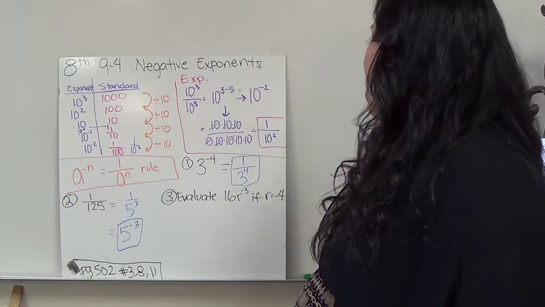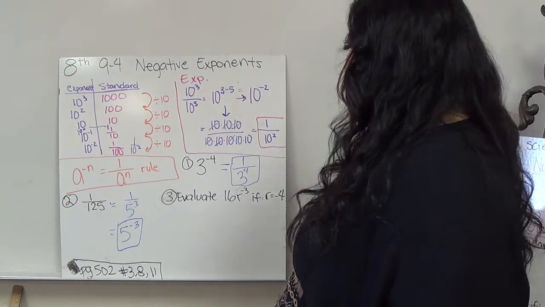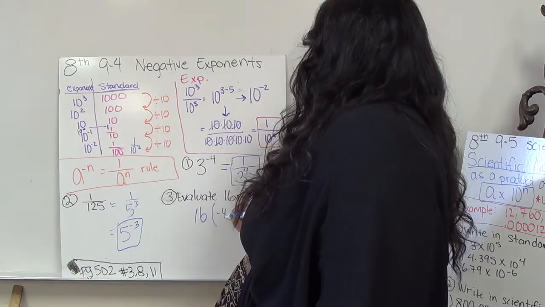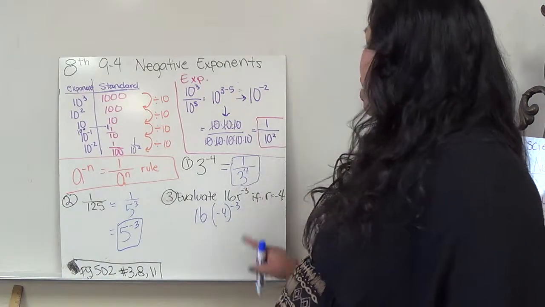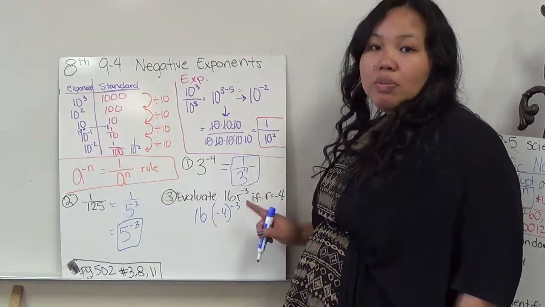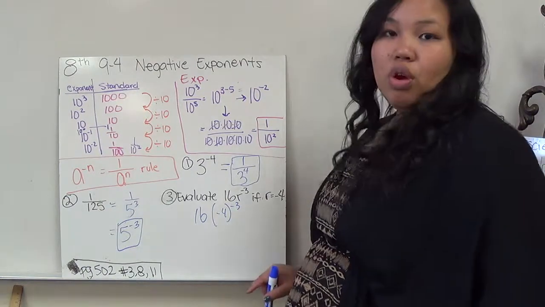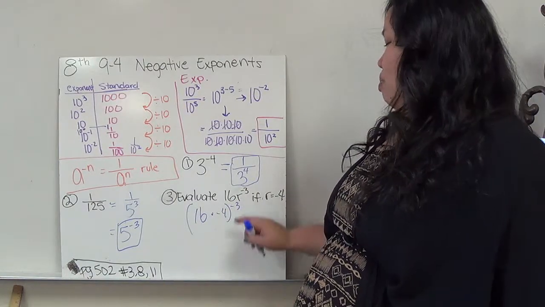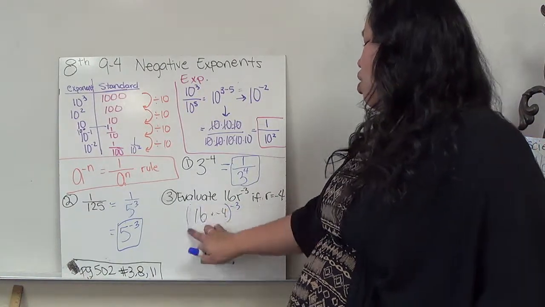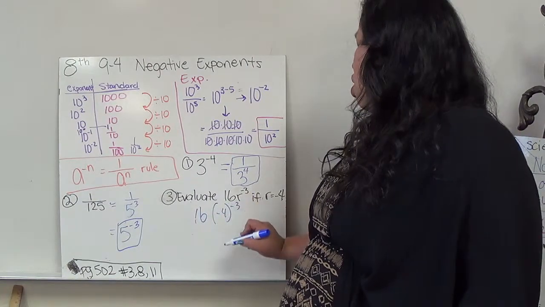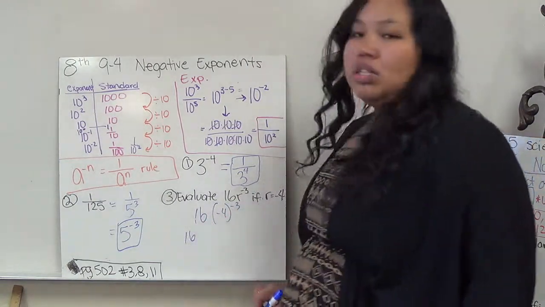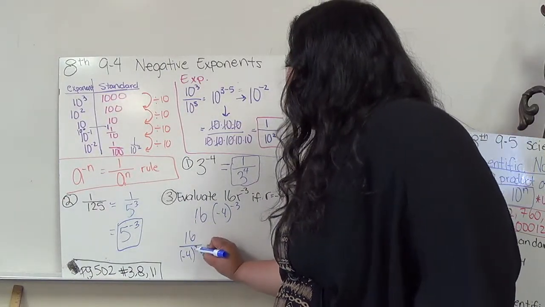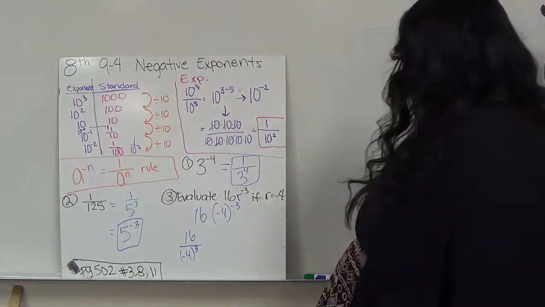Number 3 wants me to evaluate 16r to the power of negative 3 if r equals negative 4. So I do 16, r is negative 4 to the negative 3. Now here's the thing. This negative 3 only applies to the negative 4. It doesn't apply to 16. This is different from when the negative 3 has to go for both the 16 and the negative 4. But in this case, it's just the negative 4. So I leave 16 on top, but I'm going to bring negative 4 to the bottom, and then it's now a positive 3.